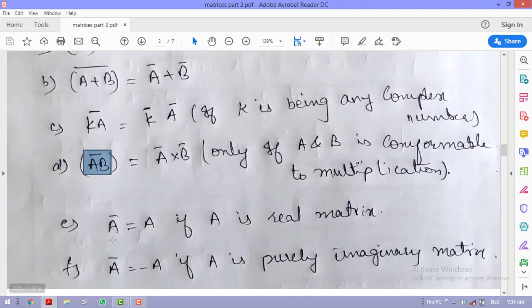Okay, then the next property: if the conjugate of A is equal to A, then A should be a real matrix. If A is a real matrix, then there will be no change even if we take the conjugate of it. So you have to remember this. If the question asks for the conjugate of a real matrix A, you write simply A, because there is no imaginary or complex number in it, right? And the next property is that the conjugate of matrix A is equal to minus A if and only if A is purely imaginary.